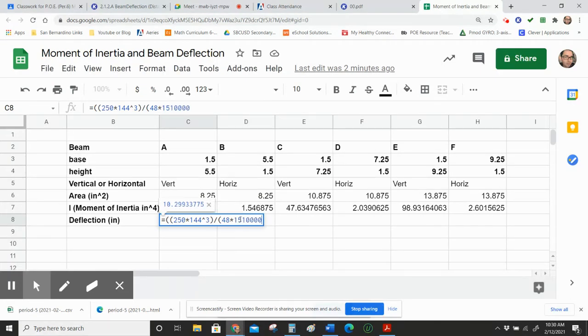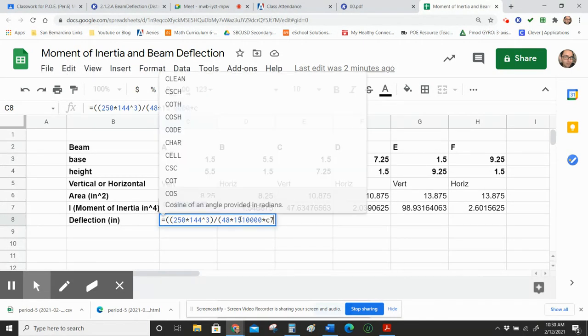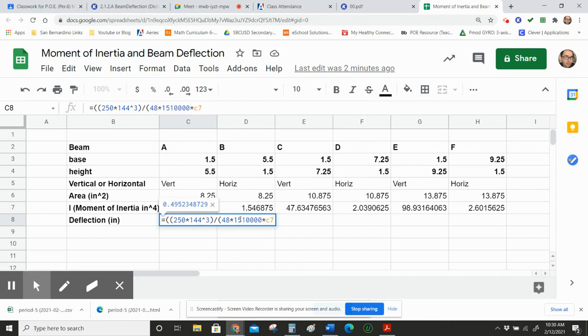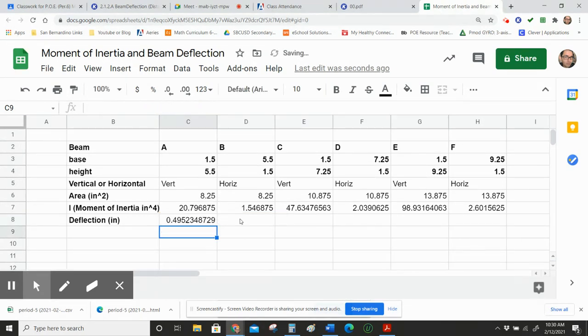1510000, and then we also have to multiply by the moment of inertia. The moment of inertia happens to be right above this calculation, at C7. So I'm going to multiply that by C7. It should know exactly where to go. It should know to use that calculation right above the cell. Once I push enter, I get that the deflection will be 0.49.